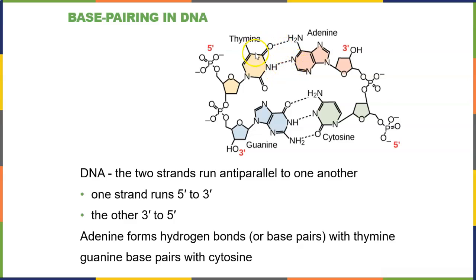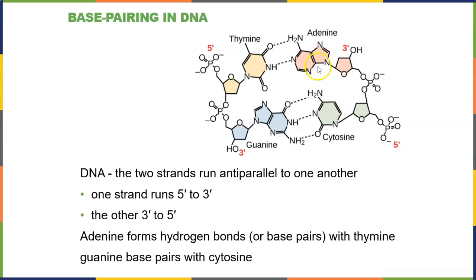So adenine, A, and T always pair up. They're the only two that are going to make this pairing, where guanine and cytosine always pair. So they're always going to be a partner. Guanine and cytosine, thymine and adenine.